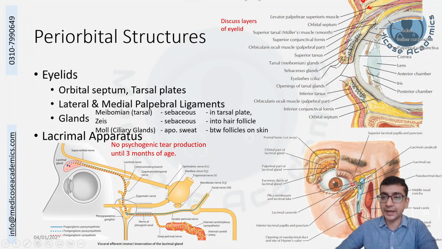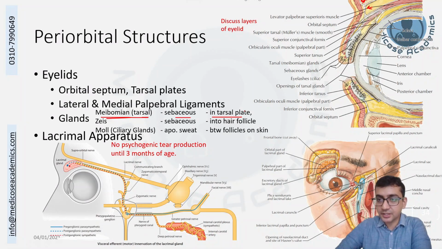Then there are different glands that are present inside. There are a set of glands that is present inside the tarsal plate. These glands are known as Meibomian glands. These are sebaceous in nature. And they open up on the tip of the eyelid, just behind the eyelashes. Just behind the eyelashes.